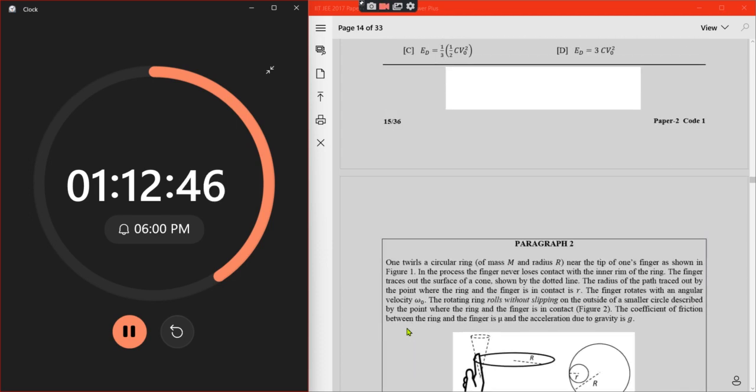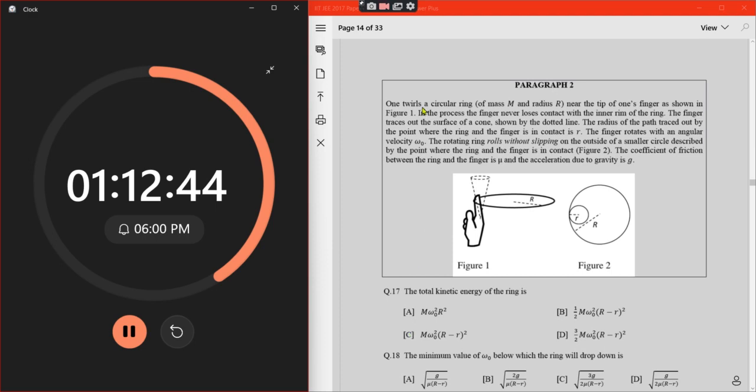Awesome. Next. Paragraph 1: a circular ring of mass and radius R near the top of one's finger, as shown in the figure. Notice the finger never loses contact with the inner rim of the ring. The finger traces out the surface of a cone, dotted by the... surface of a cone. Okay. The radius of the path traced out by the point where the ring and the finger is in contact is r. So ये जो point है, that's r throughout.